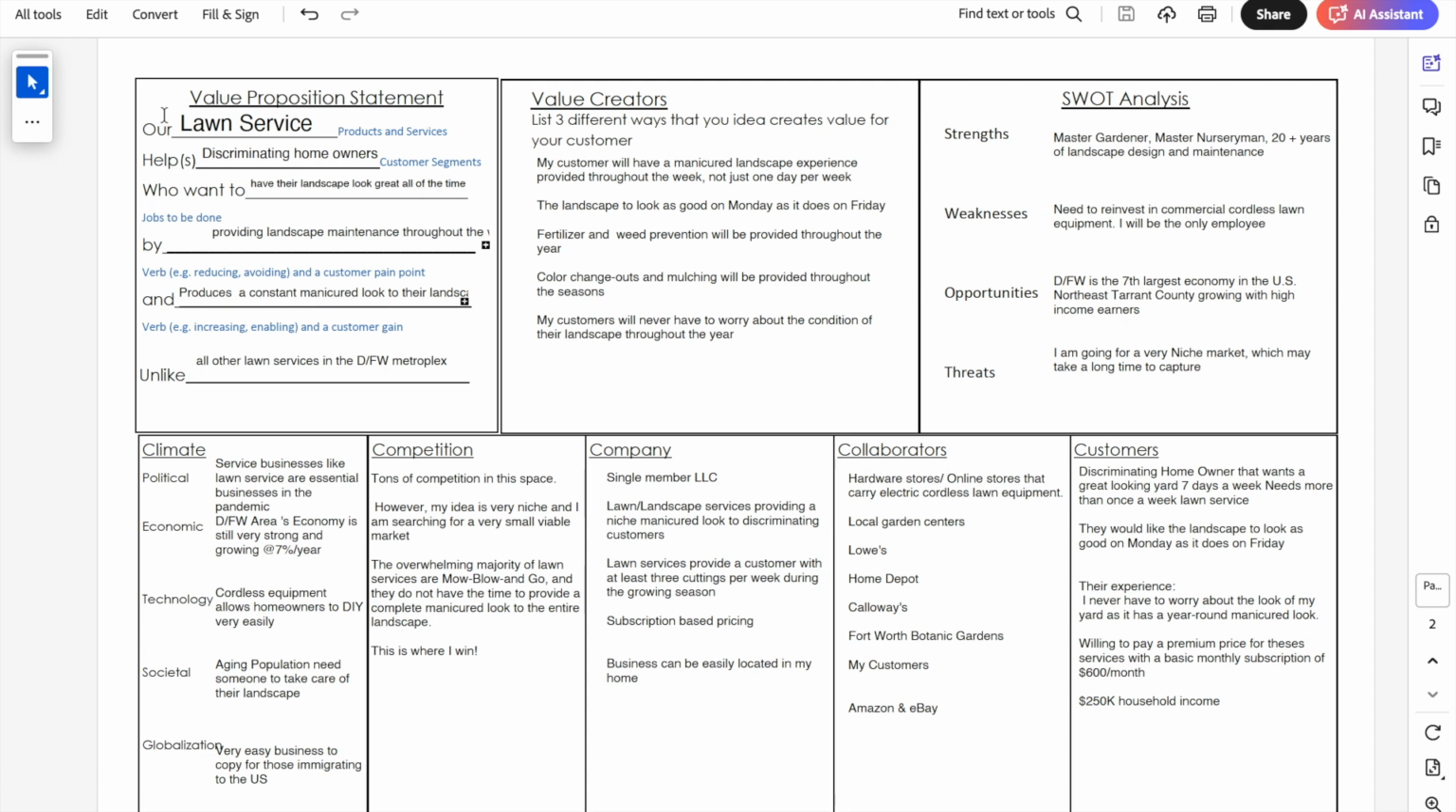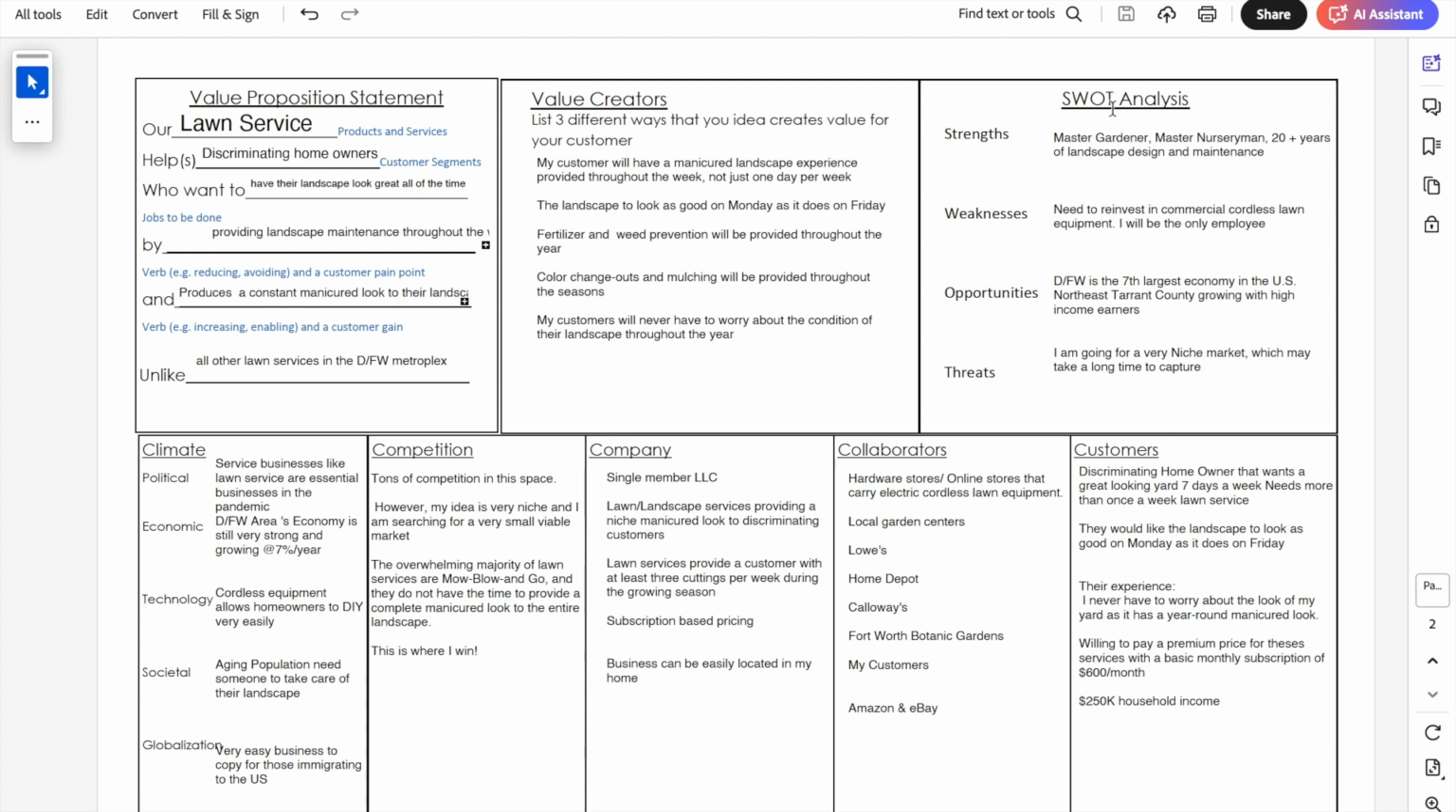Again, there's the value proposition statement. My landscape service helps discriminating homeowners, repeating and enlarging your target market one more time, who want to look great all the time, providing landscape maintenance throughout the year, produces consistent results. As you read through this and as you write yours, it gets a mantra going. It gets you the vision of your value proposition statement.